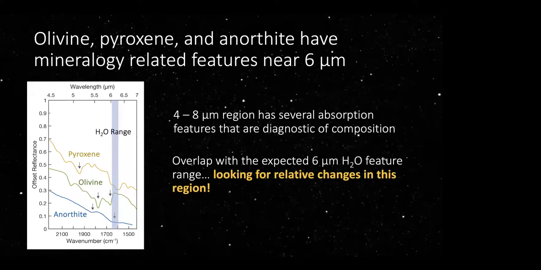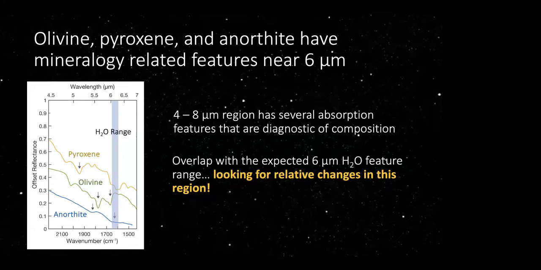And so I do want to start by saying that olivine, pyroxene, and anorthite all have mineralogy related absorption features in the 6 micron region. Chris Kremer has documented these absorption features quite well for pyroxenes and olivines at a variety of different chemistries. And many of these features, which are indicated by the arrows here on the figure on the left, are diagnostic of the composition of these minerals.